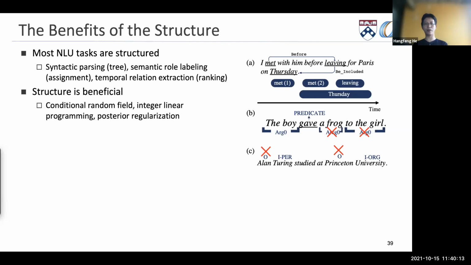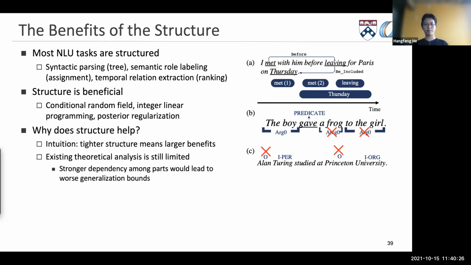On the other hand, we also know that structure is beneficial because we have a lot of frameworks to use structure in NLU tasks, such as conditional random field, integer linear programming, and posterior regularization. But actually, we don't have an exact understanding of why these structures are beneficial in theory. So the intuition is that if we have tighter structure in the task, then we will have a simpler task, which means more benefits with the structure.